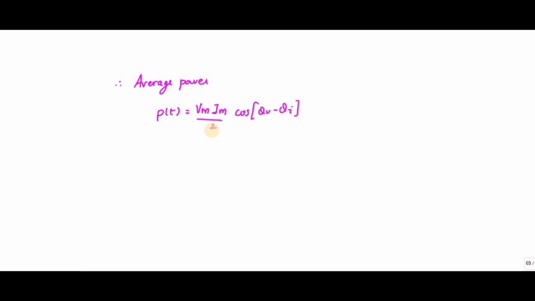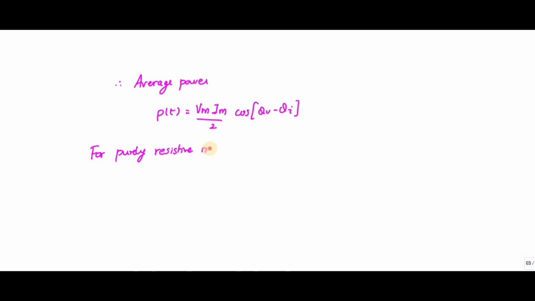So what does resistive load mean? Resistive load means which absorbs power all the time, whereas if I use a reactive load, that is inductance or capacitance, it absorbs zero average power. Okay. So this is the equation we have obtained for the average power. You can see Vm Im by 2, I can write it as Vm by root 2 into Im by root 2. So I can also write P of t is equal to VRMS IRMS into cos(theta v minus theta I).